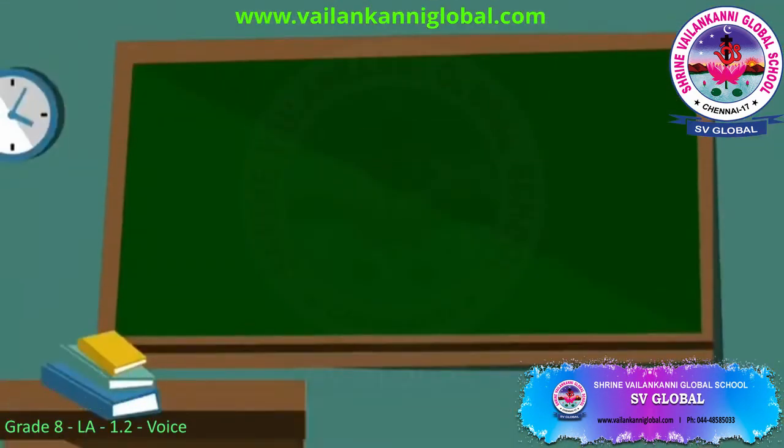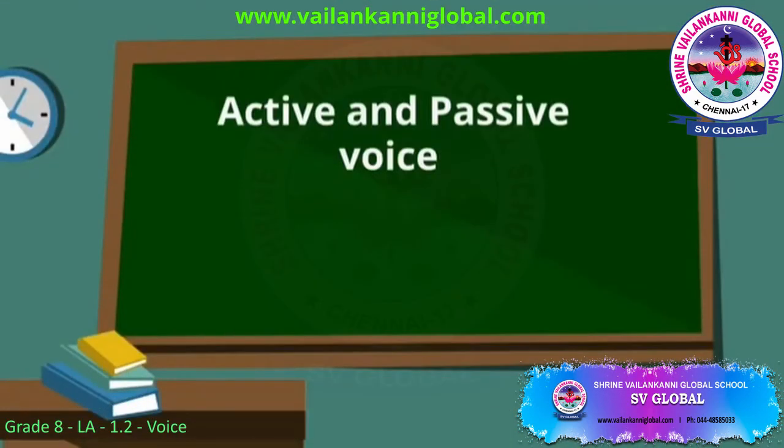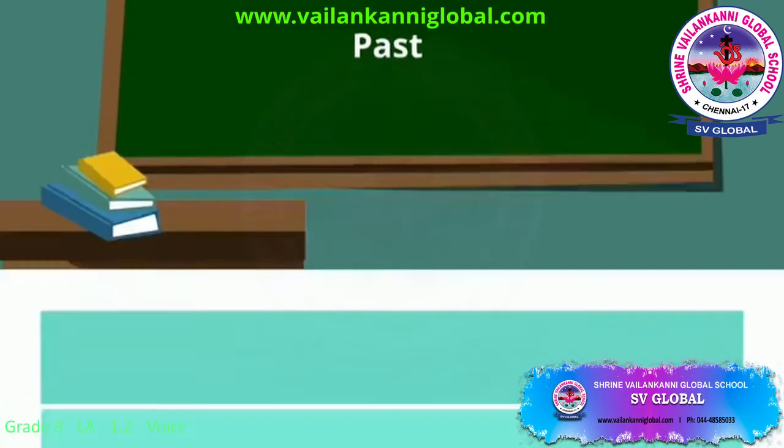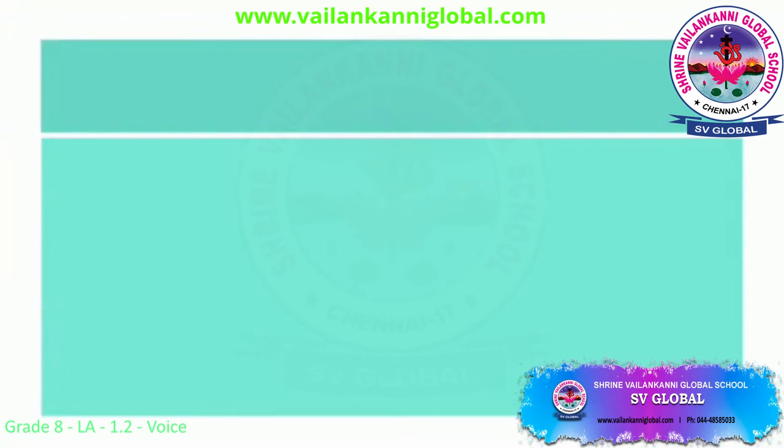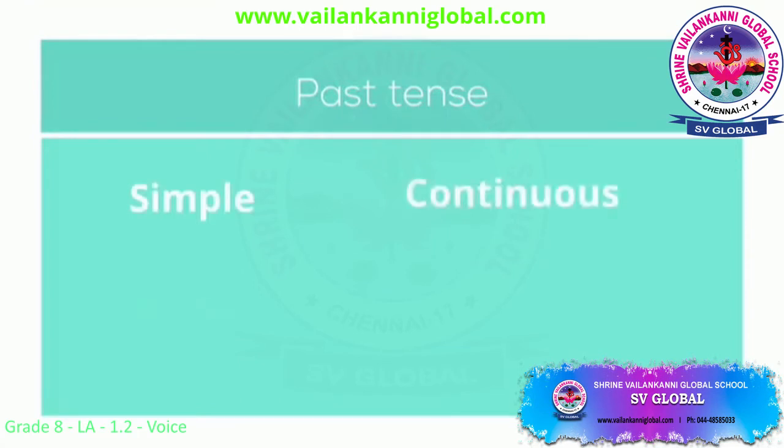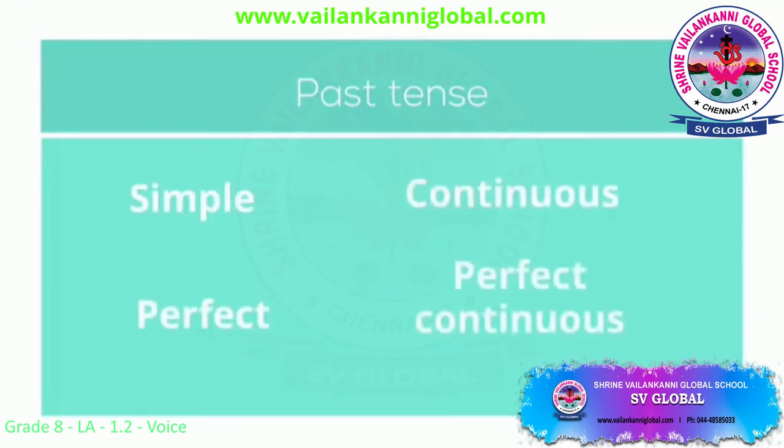This is an additional part for learning active voice and passive voice rules. This video is going to cover the past tense group. We know that each tense has 4 groups, respectively: simple, continuous, perfect and perfect continuous. Let us begin with the rules of simple past tense.